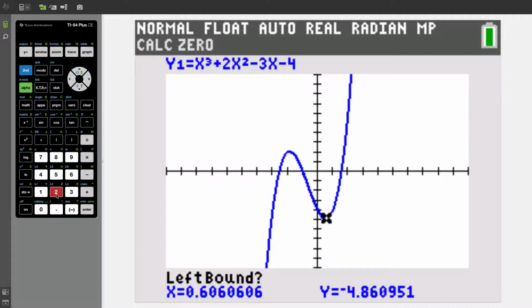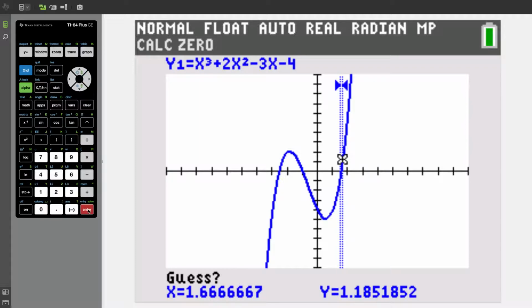So I have 3 of them that I could find. I'm going to go ahead and find this one in between on the far right. So it's going to ask me the same 3 questions: left bound, right bound, guess. So I'm going to get closer to the 0, but stay on the left side of it where the graph is negative. Hit enter. I'm going to go on the right side of the 0 where the graph is positive. Hit enter. So I've crossed the axis. I know that the 0 is in between them. And then do you want me to guess where the 0 is? Yeah, it's at 1.560.